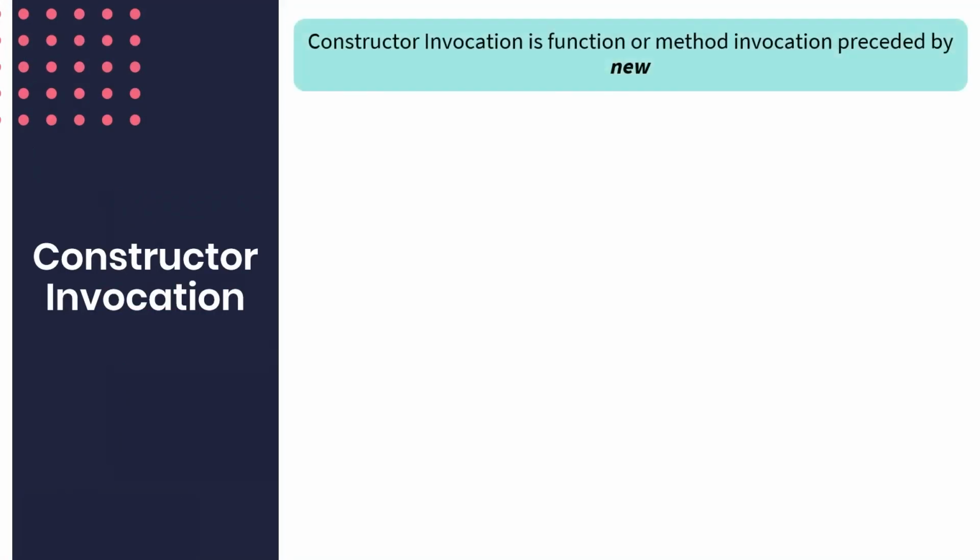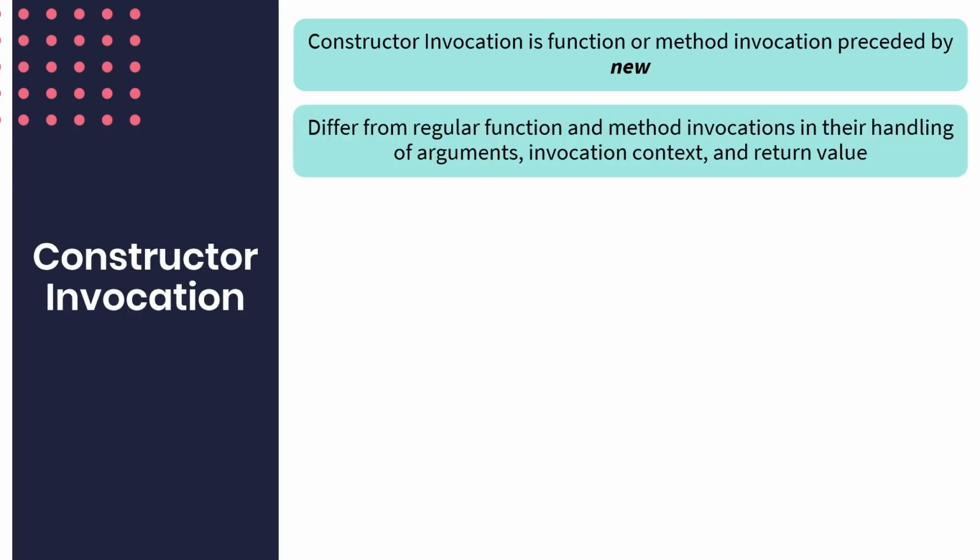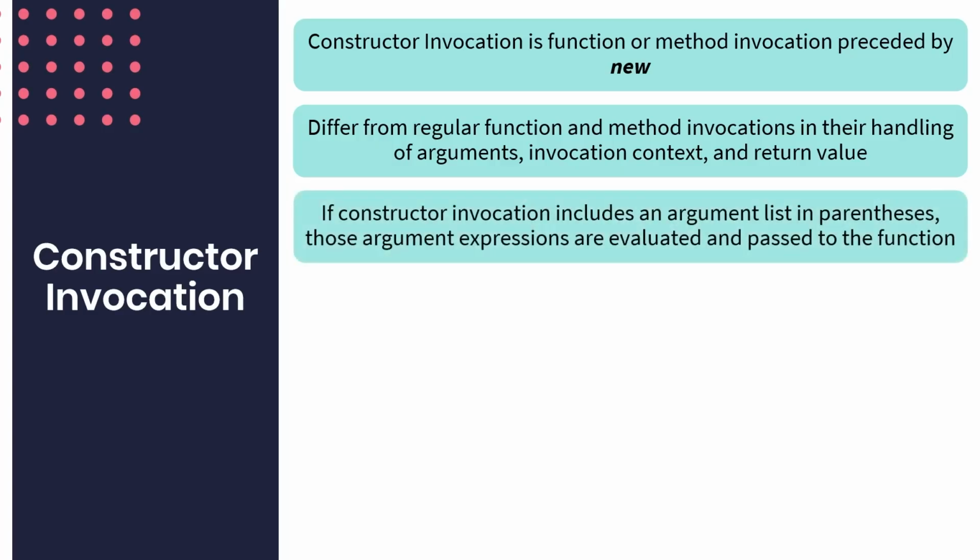If a function or a method invocation is preceded by the word new, then it is a constructor invocation. Constructor invocations differ from regular function and method invocations in their handling of arguments, invocation context, and return value. If a constructor invocation includes an argument list in parentheses, those argument expressions are evaluated and passed to the function in the same way that they would be for function and method invocations.